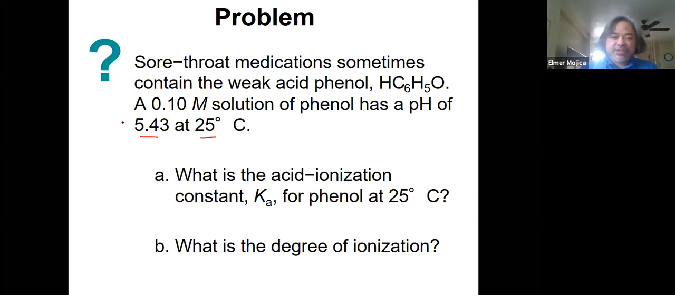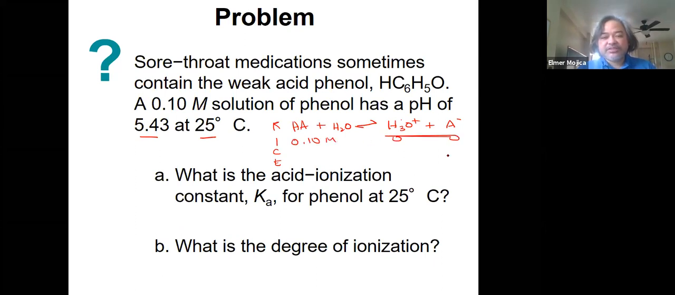Just like what you did in chapter 14 on equilibrium, you can write the general formula and how it dissociates, giving you A minus. So we have the ICE table. Initially you have 0.1 molar, and you don't have any of the products. Then you have minus X, and plus X, plus X. So at equilibrium, we have 0.1 minus X, and X and X.